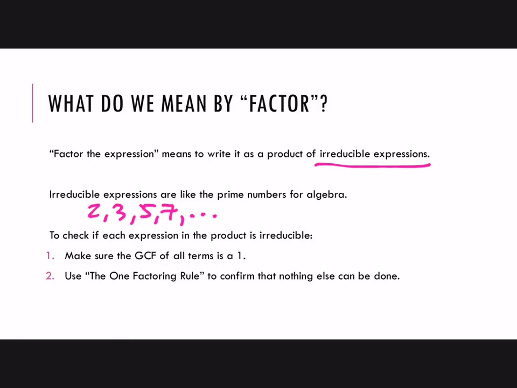So we need rules for algebra to decide if expressions are irreducible, or what makes an algebraic expression kind of like a prime number. So here are the things that you can check. You want to make sure that the greatest common factor of all the terms in the expression is a 1. So for example, 3x plus 6 is not completely factored because both of those terms, the 3x and the 6, each have 3 as a factor. And then secondly, we want to use the one factoring rule, and this is the one that I'll give you, to confirm that nothing else can be done. So there's another way to check and make sure that this thing is fully factored.